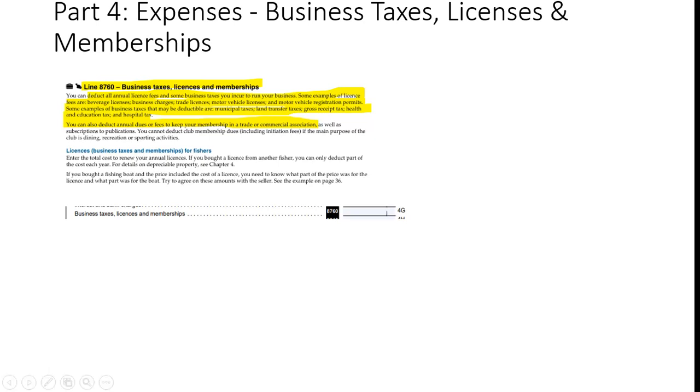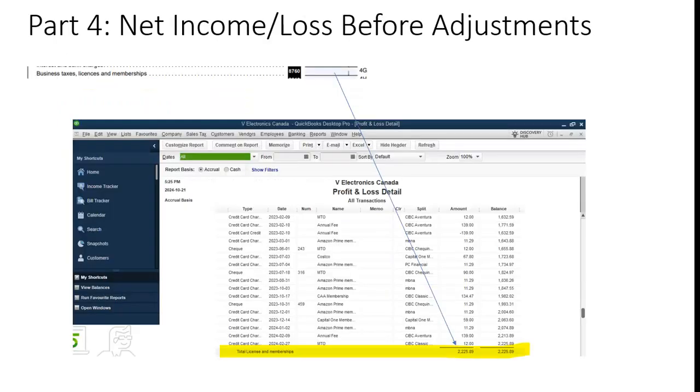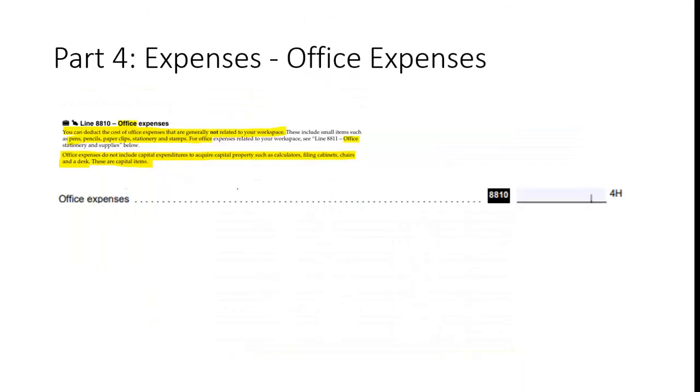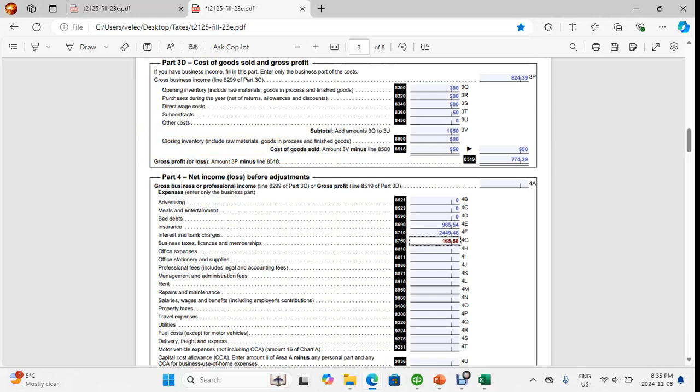It could be UFCW, it could be a bookkeepers association, and so forth. Could be a union, could be an association. Union dues are declared separately, so you want to make sure these are fees that you pay to an association rather than a union. All right, so this will be 165.56.